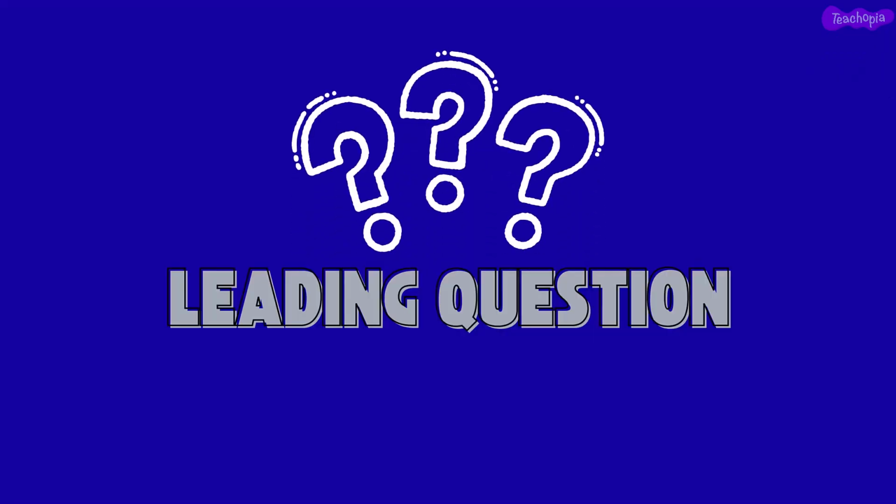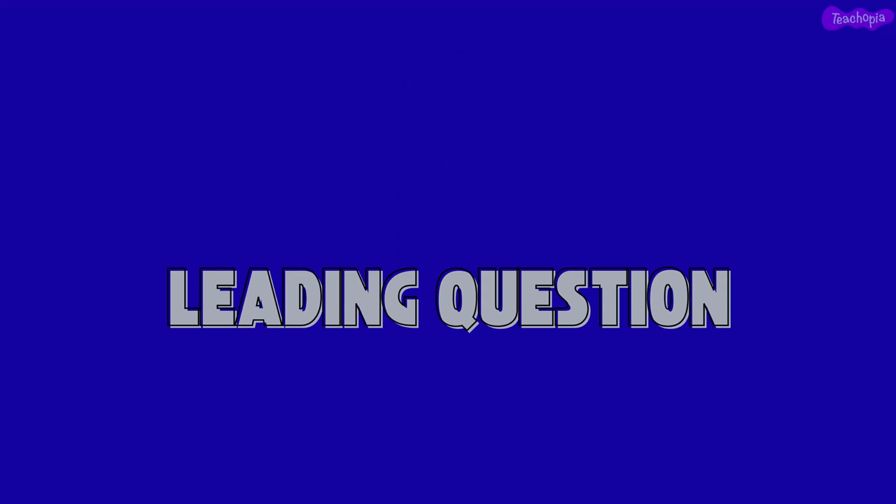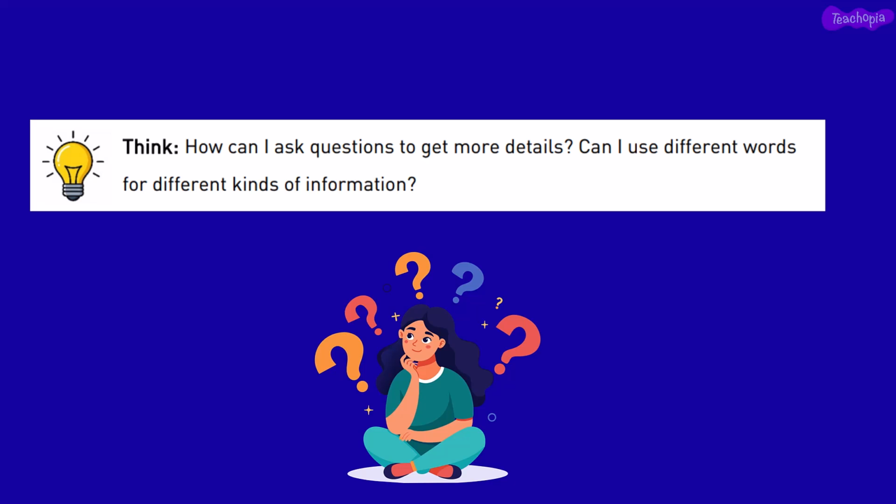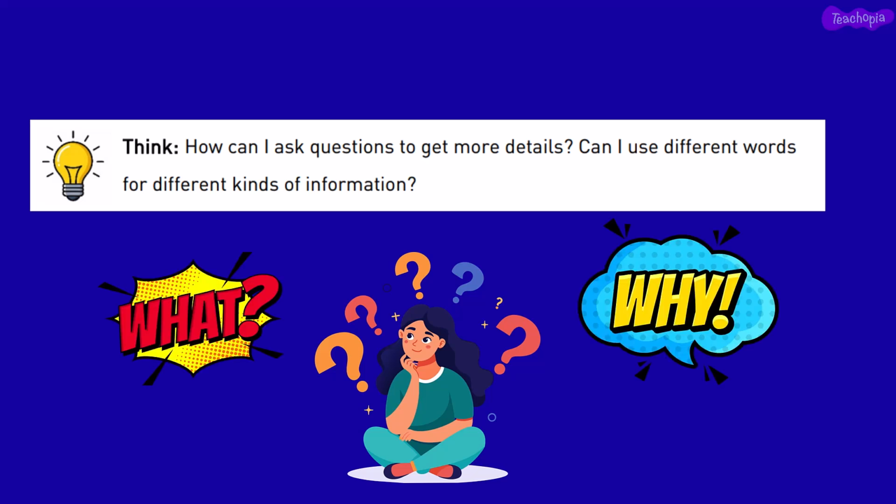Let's look at the leading question for this learning sheet. Let's ask learners to think. How can I ask questions to get more details? Can I use words differently for different kinds of information? Prompt learners to think about this with different kinds of responses. They may come up with some question word answers like what, why, when, and so on. Prompt them to think more on these lines.